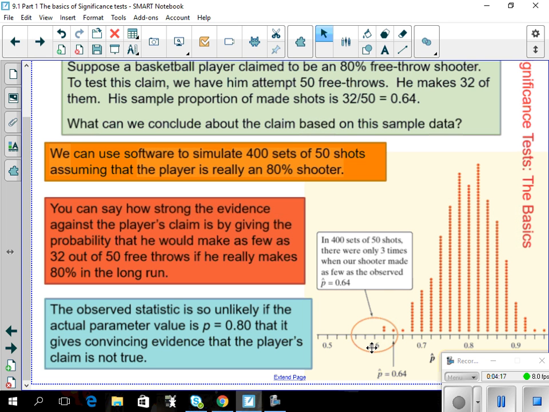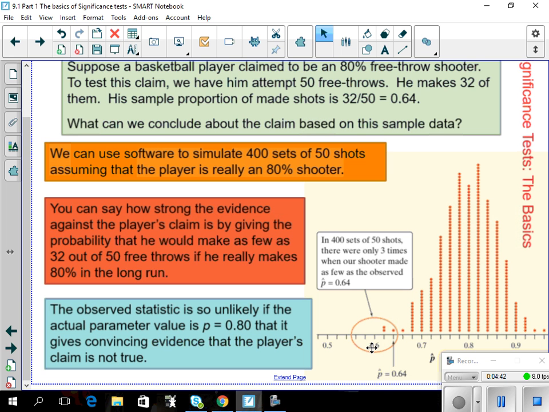Not many in the entire distribution would be true. So if he really is a free throw shooter of 0.8, and this happens, we could look at something called a p-value, and it's different than a p. A p-value is the probability. It's something different, okay? So we could look at the p-hat here.